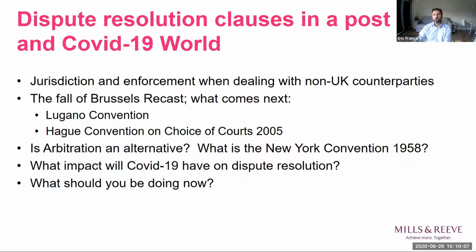Okay, so if the UK is unable to join the Lugano Convention because the EU blocks us from doing so, then the UK's fallback will be to rely upon something called the Hague Convention 2005. And the big advantage of Hague is that we don't need the EU's permission to rejoin it.